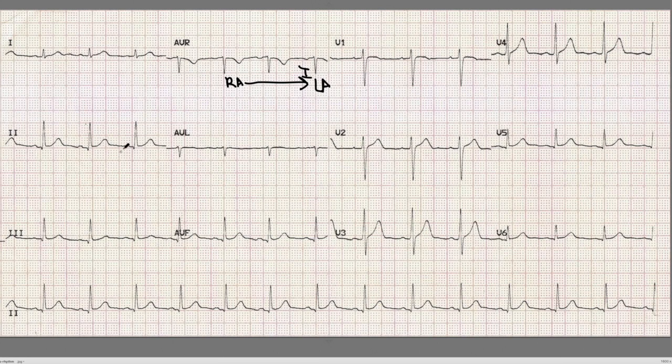We have the 3 leads. That's lead 1, which points from the right arm to left arm, and you have lead 2, which is right arm to the legs, and then you have lead 3, which is from the left arm to the legs. Remember that the direction of the arrow is the direction to the positive electrode. And then you have AVF, which points towards the legs, and then AVL, pointing towards the left arm, and then AVR, which points to the right arm.